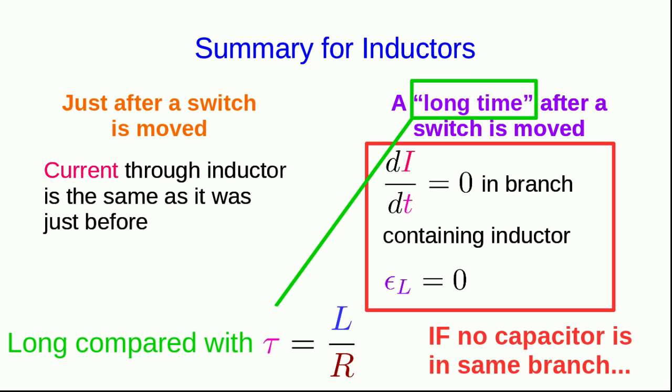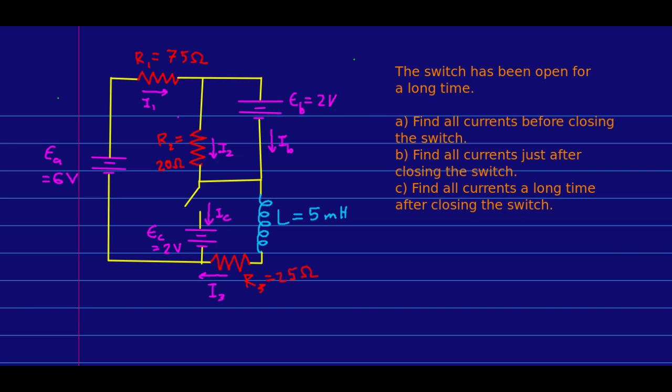Let's work another example, and I'm going to go through this one fairly quickly because what you're seeing is that it all just comes down to writing loop laws and junction laws with a few additional things to consider. So let's think first about all the currents before we close the switch, when the switch has been open for a long time. I'm going to note that I've already indicated the currents on here and given them names, and I3 is the same as what you might call IL, the current through the inductor.